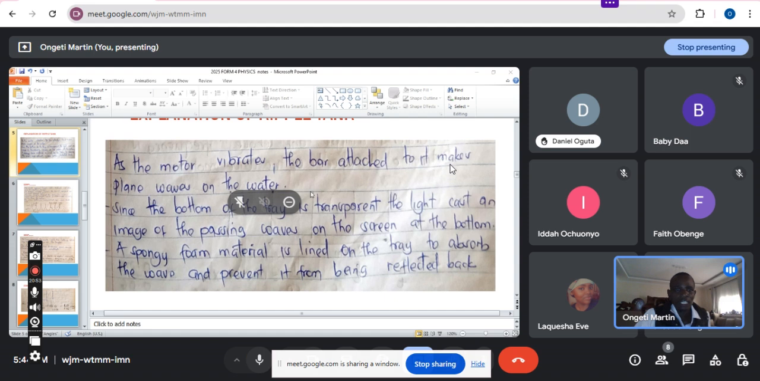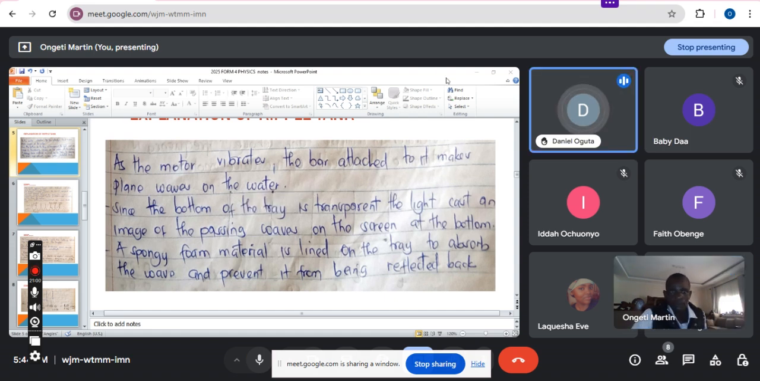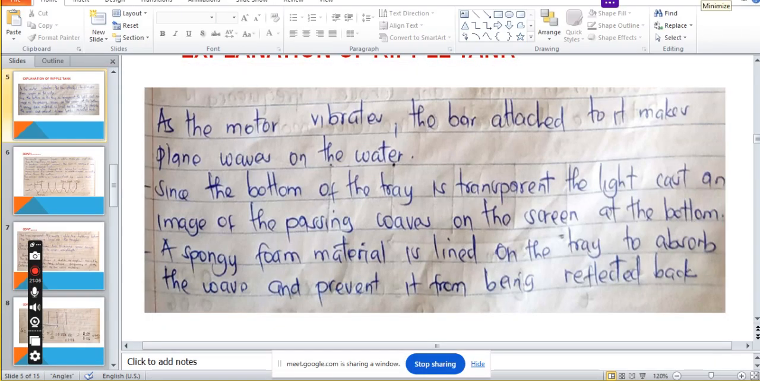Diana, the class rep, take us through this. As the motor vibrates, the bar attached to it makes plane waves on the water. Since the bottom of the tray is transparent, the light casts an image of the passing waves on the screen at the bottom. A spongiform material is lined on the tray to absorb the wave and prevent it from being reflected back.